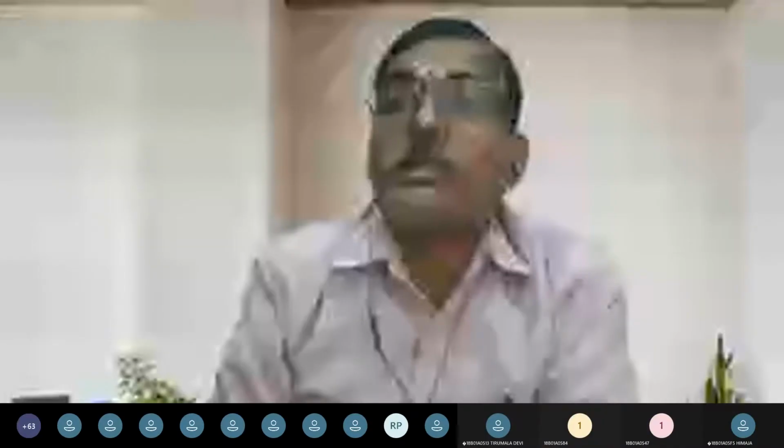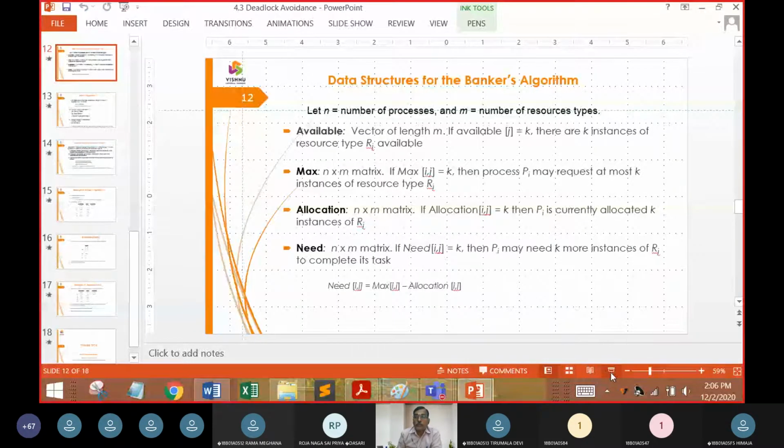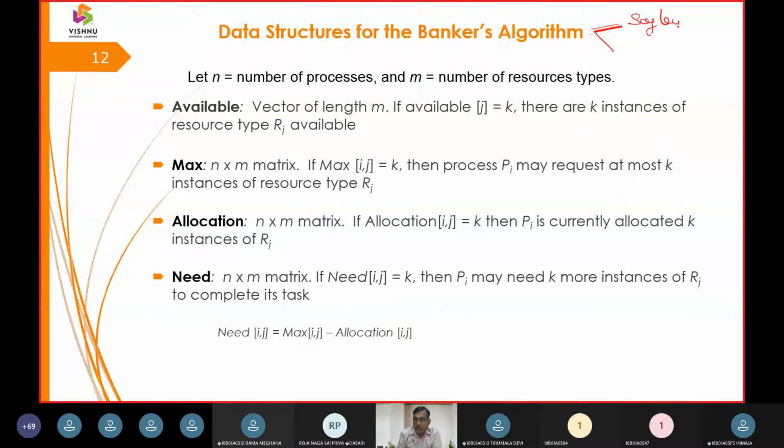In our last class, we took up the Banker's algorithm and we solved the example with the Banker's algorithm. The basic intention was that the Banker's algorithm is going to contain two phases. The first phase is the safety algorithm. The second phase is the resource request algorithm.